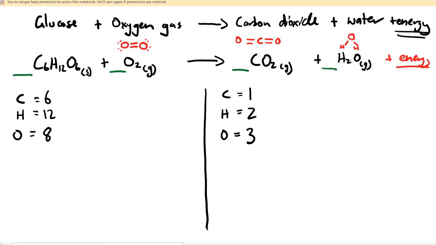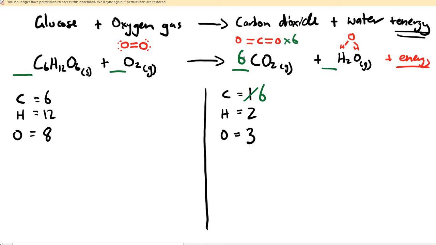Let's leave hydrogen till second last, and let's do carbon first. So carbon, we've got 6 here, we've only got 1 here. So we're going to need to put a big 6 in front of that. If we do that, we times that by 6, we end up with 6 carbon dioxide molecules, which means we have 6 carbons.